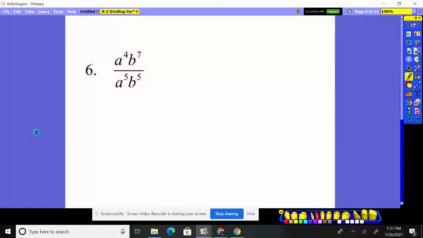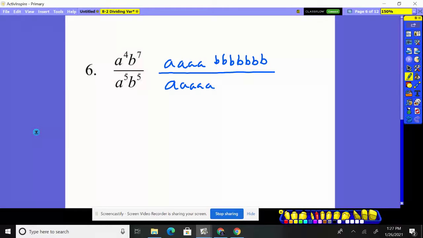Okay. Here we have what? A, 1, 2, 3, 4, 5, 6, 7 over A, B. Crossing out, those go away. And in the B's, those go away. So what are we left with? Well, up top, I'm left with a B squared. Down below, I'm left with an A.